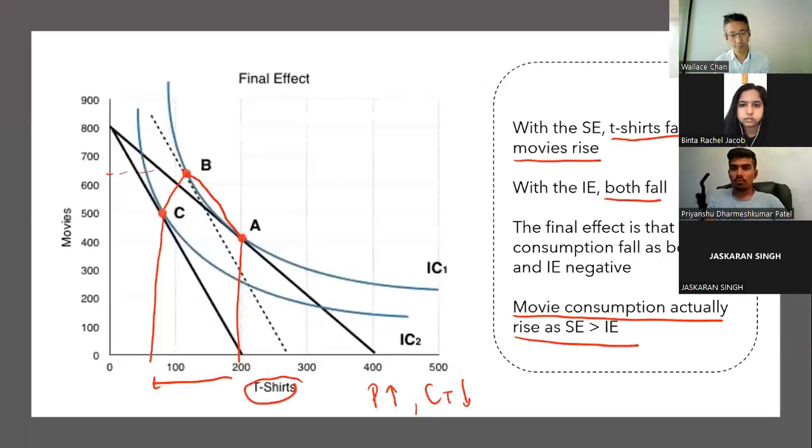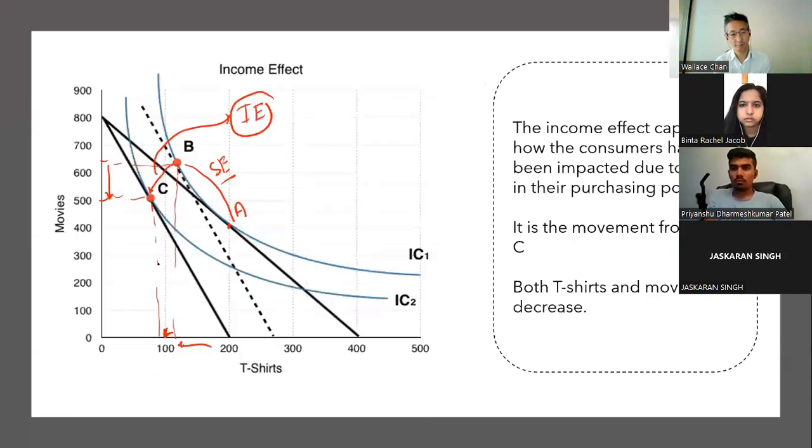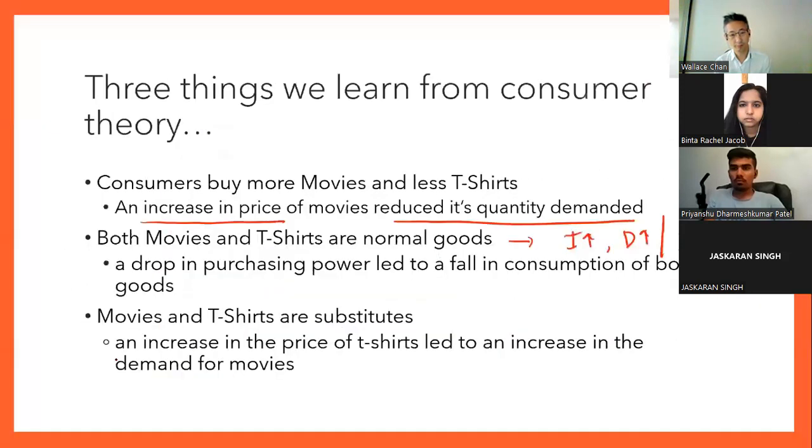Now, if you go back here, think about the income effect. What was the income effect? The income effect was the movement from B to C. When the income effect happened, what happened to your consumption? Because your purchasing power went down, you reduced movies, and you also reduced t-shirts, right? The movement from B to C. So what does that mean? Your income went down, and your demand for both goods went down. So you can also look at the income effect to comment on whether the goods are normal.